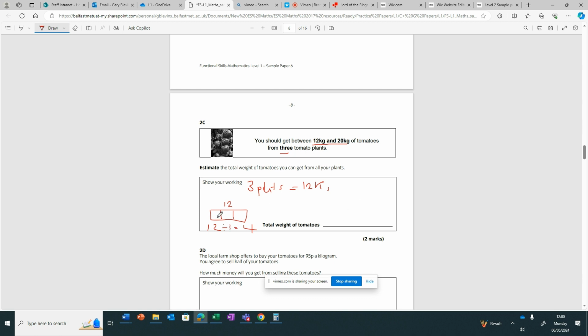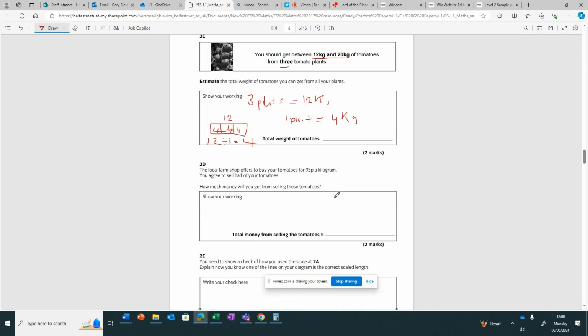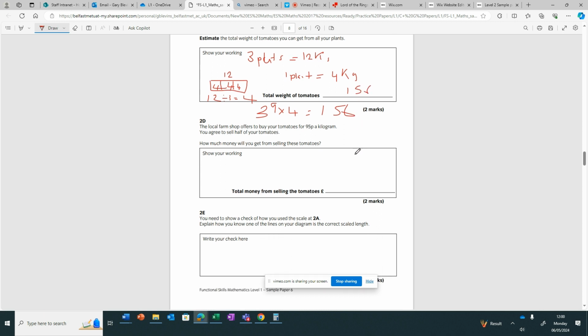So what that means is that 1 plant equals 4 kg. What's the total weight? Well, you have 39 plants. So you'd have 39 times 4 to get 156 kilograms, like so.